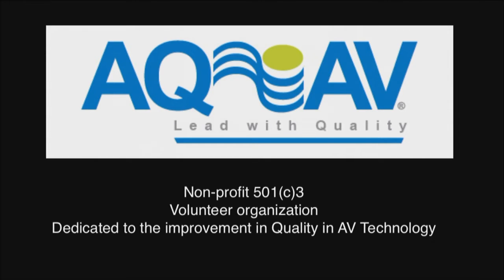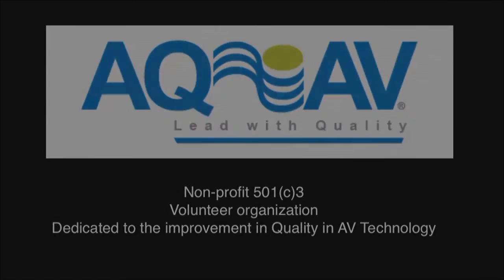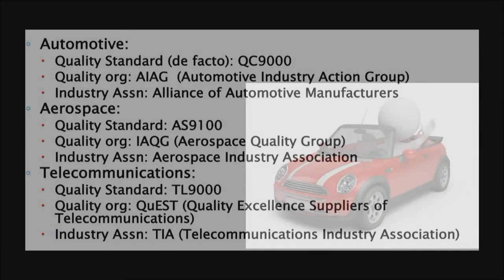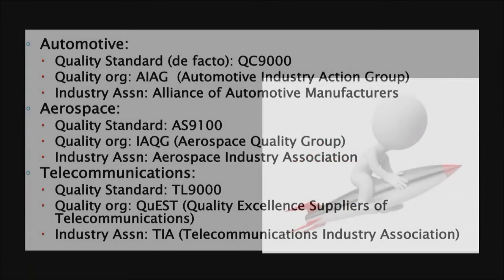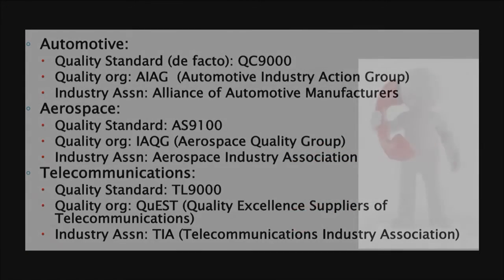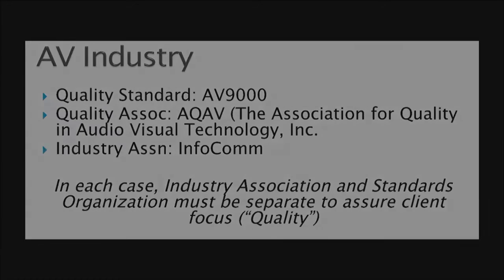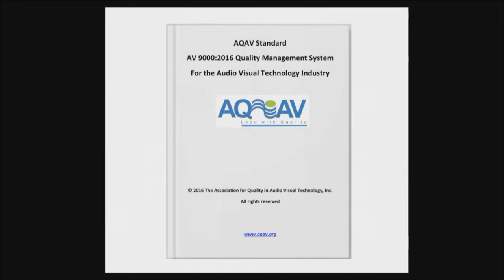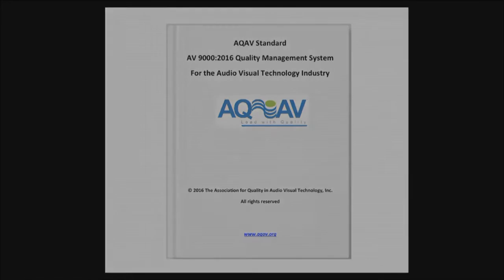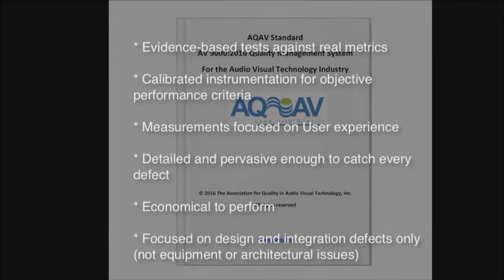AQAV is a nonprofit organization made up of volunteers that are dedicated to improving the quality of AV design and installation. AQAV searched outside the box to learn how other industries address similar problems and then applied these solutions to AV technology. It started with the creation of a standard with real-life metrics to serve as the defining criteria of a successful audiovisual system from the perspective of the AV buyer.